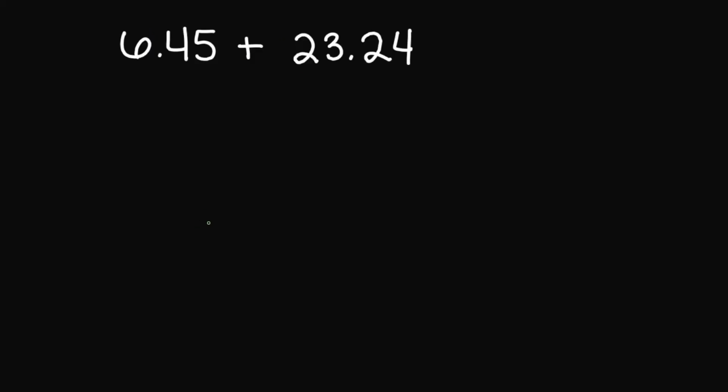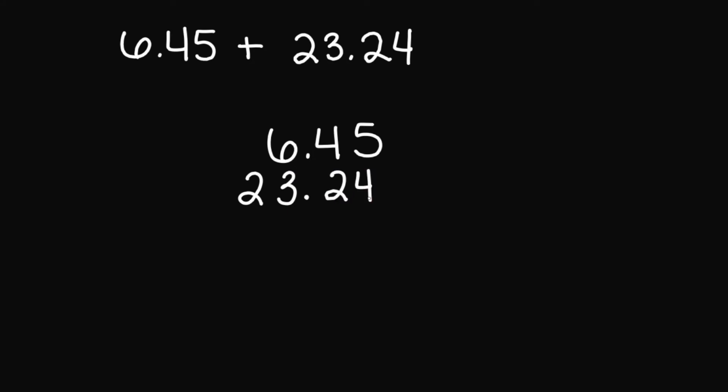So let's try this example here. 6.45 plus 23.24. All right, so let's go ahead and set up our problem. So I'm going to put 6.45 here, and then I'm going to put my 23 here, my decimal point, and then adding my 24 here, making sure that I line up my numbers and my decimal point. Now the only gap that we do need to fill in, the only hole that I can fill in is here. I can put my imaginary 0 here.